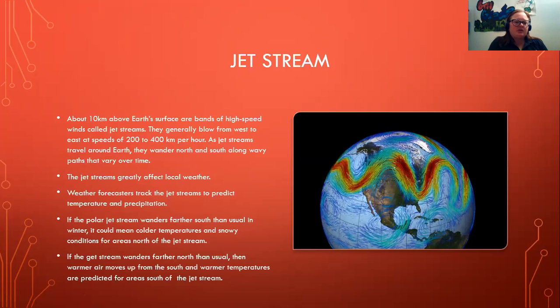If the polar jet stream wanders further south than usual in the winter, it could mean colder temperatures and snowy conditions in areas north of the jet stream. If the jet stream wanders further north than usual, then warmer air moves up from the south, and warmer temperatures are predicted for areas south of the jet stream.